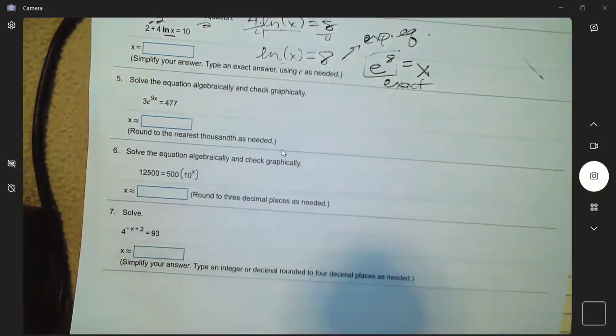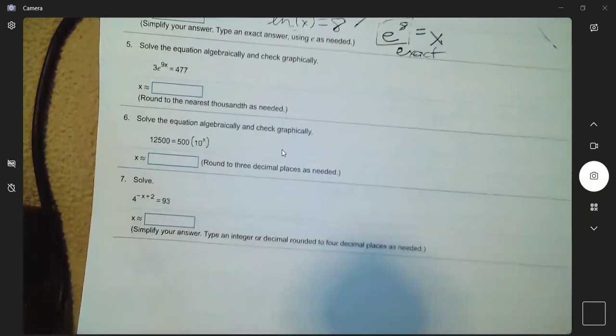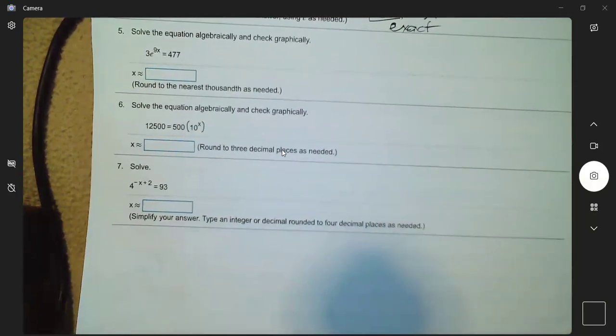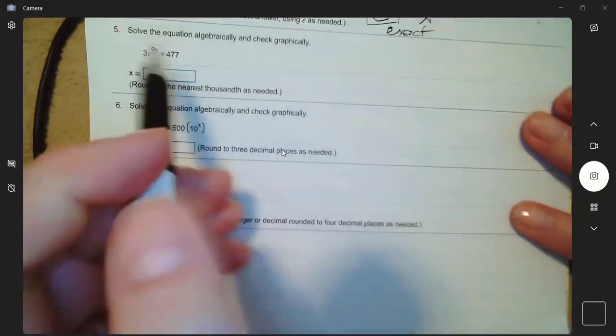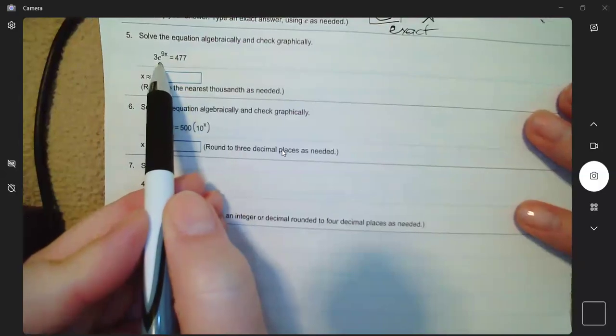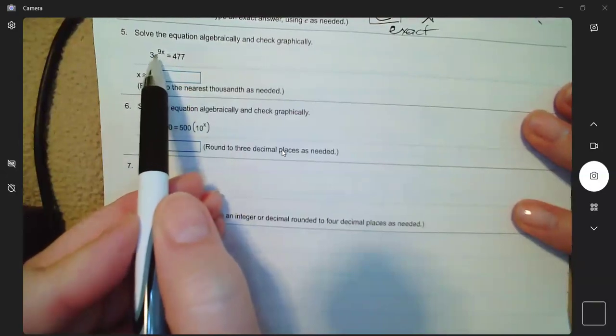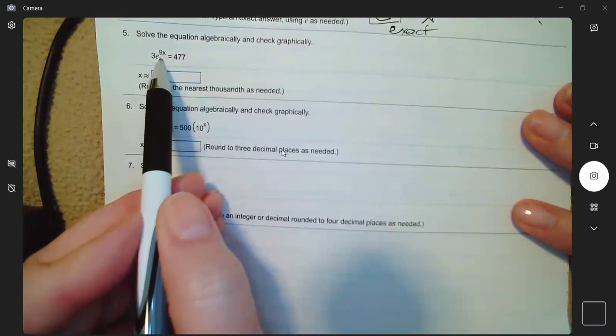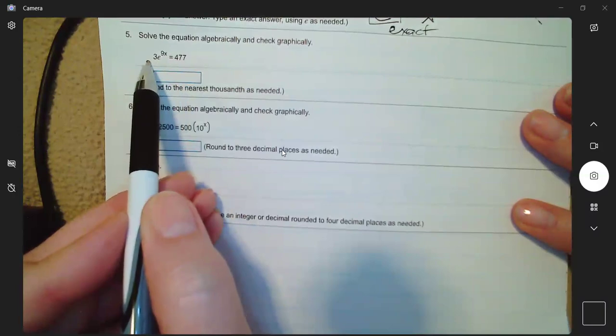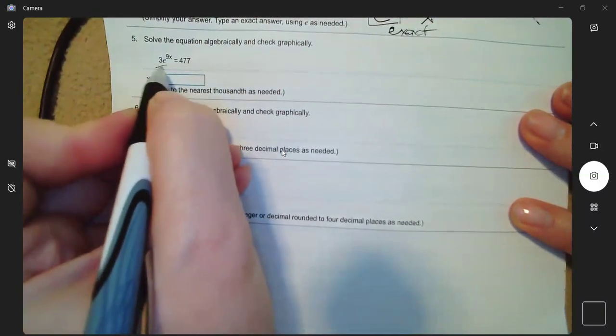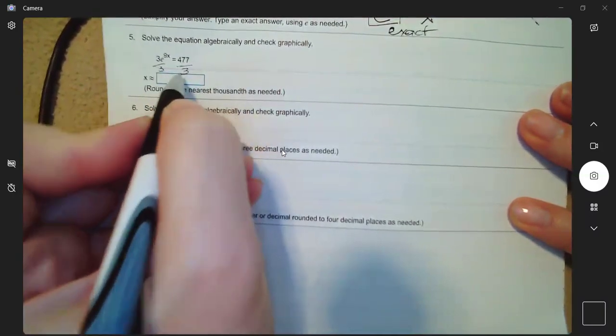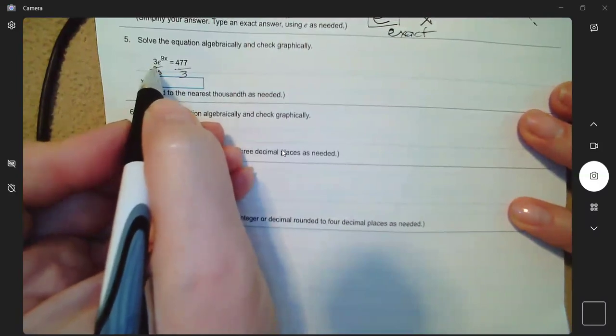Okay, so let's look at number 5. Number 5, we're going to solve it algebraically again. Now we're back to where our x is an exponent on the base of e. So I would like to get the e and the 9x by itself because that's my base and exponent piece. The 3 is not part of that. So the first thing we're going to do is divide both sides by 3, because it's 3 times e to the 9x.